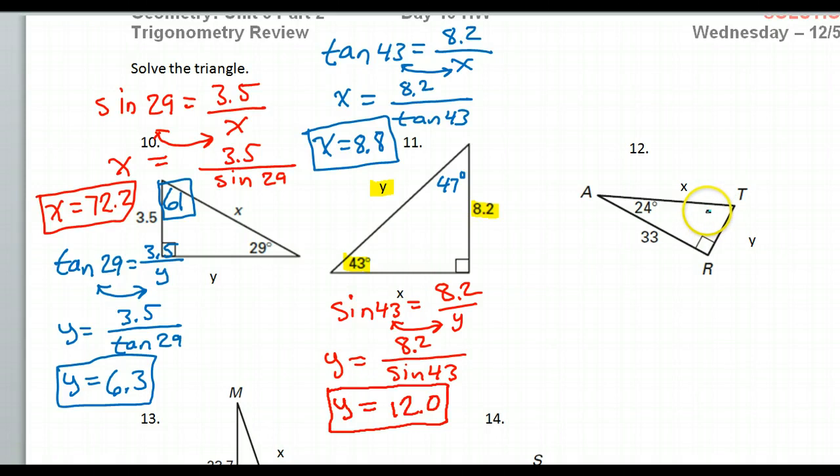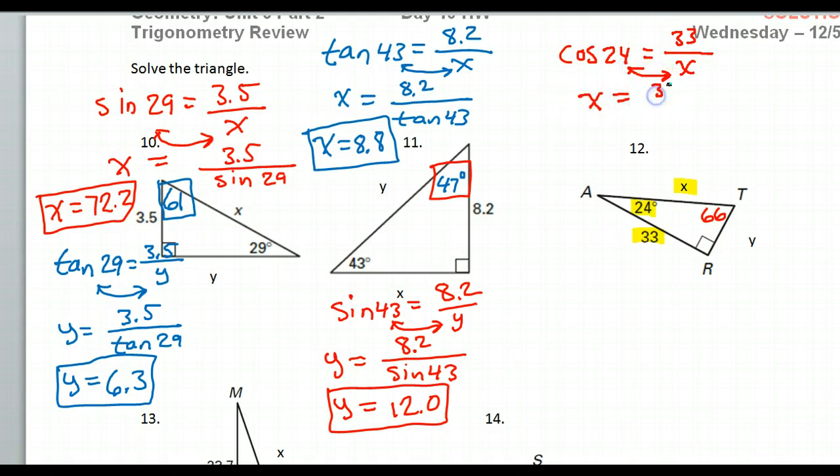Same thing. Subtract from 90 and you get 66. Let's find x first. If I use the 33 and the 24 that I'm given, that's adjacent and hypotenuse. That is a cosine function. So I'm going to go cosine 24 is equal to adjacent over the hypotenuse. The unknown is in the denominator, so I will do the reversal. So that's going to give me x equals 33 over cosine 24.